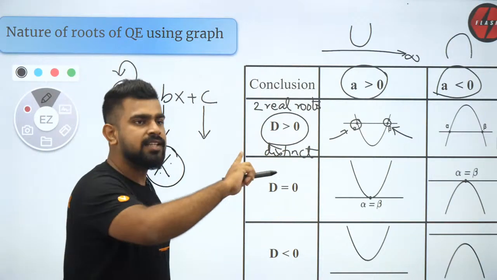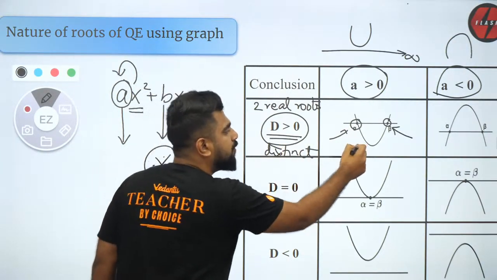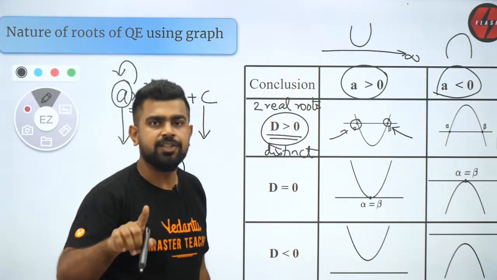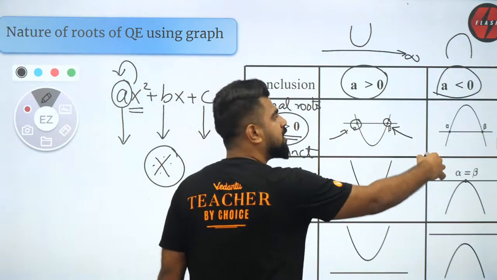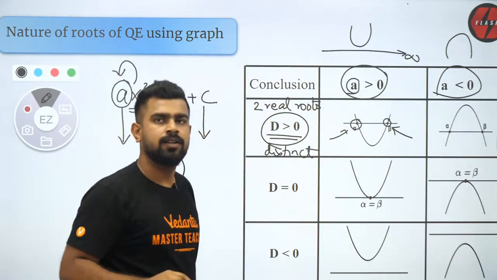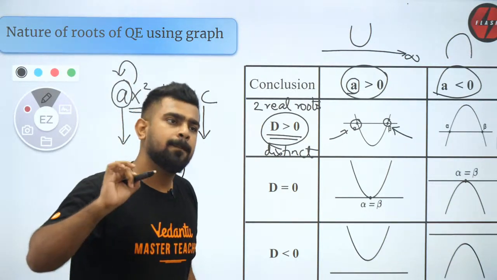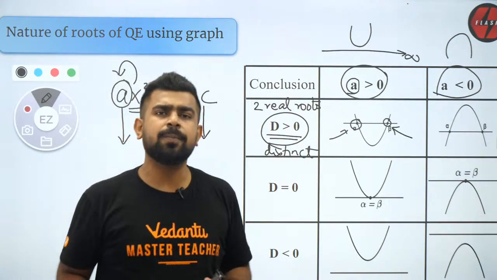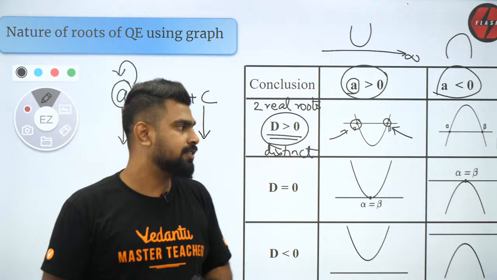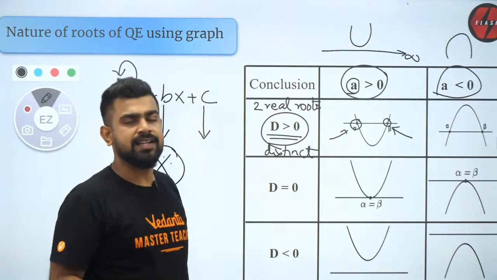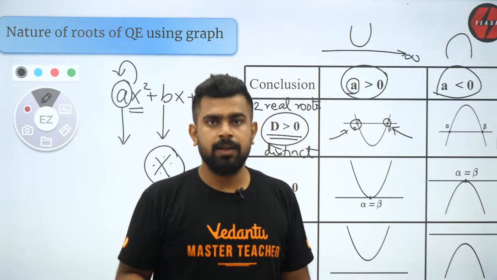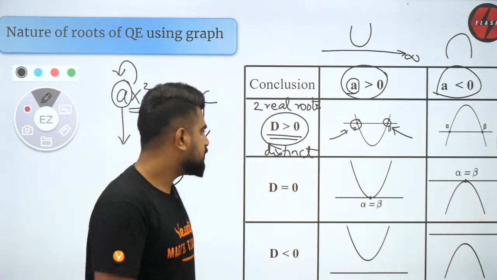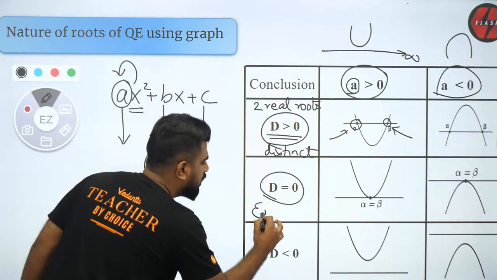I hope everybody got this. So D greater than 0 can be of two types. One will be opening upward and one will be opening downward. Understood? How do you find out opening upward or downward? Depending on the value of a. Are you all clear with it? Brilliant. If the graph cuts the y-axis, that is not a problem. Obviously the graph will cut the y-axis. But that is not a problem for us because roots are with the x-axis only. Got it?